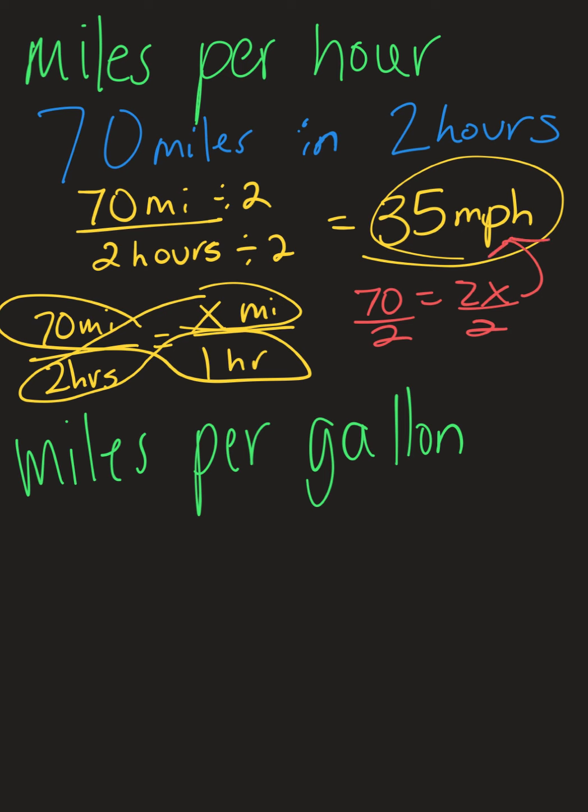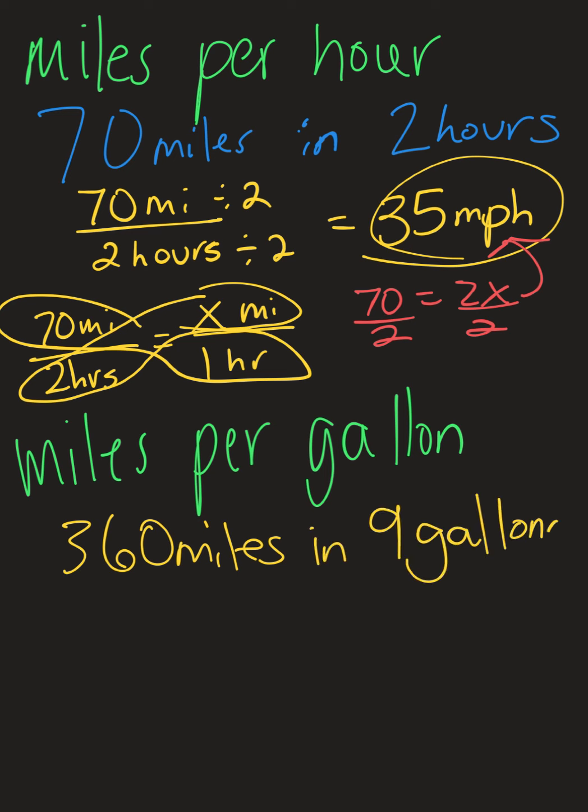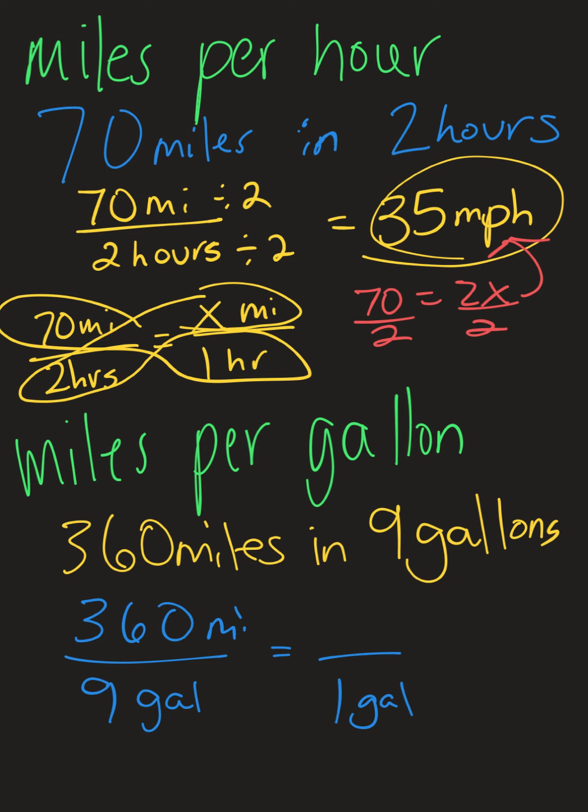All right, so let's take a look at miles per gallon. Let's say there's 360 miles in 9 gallons. You were driving your car, and you went 360 miles while using 9 gallons. It's a pretty good rate here, not gonna lie, but we're gonna take 360 and divide it by 9 so I can get that 1 in the denominator. MPG, you may have heard that term before. So I'm going to take 360 and divide it by 9.